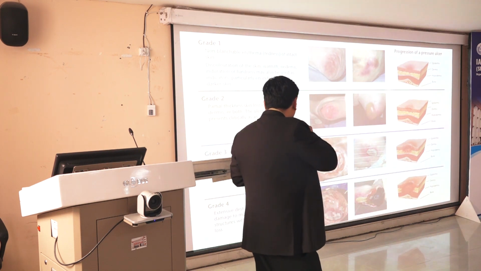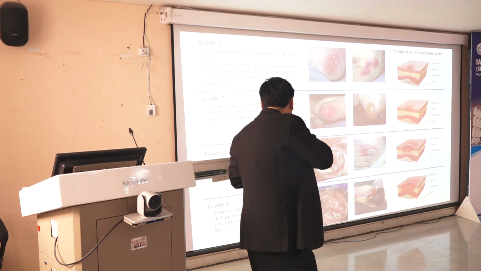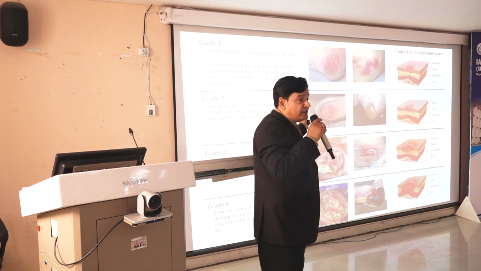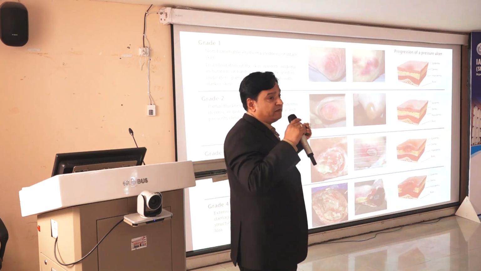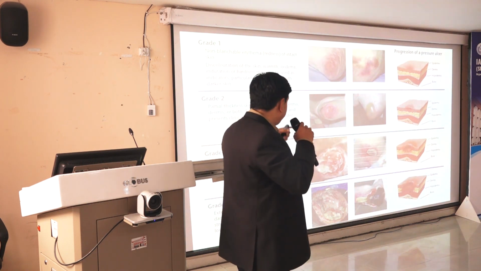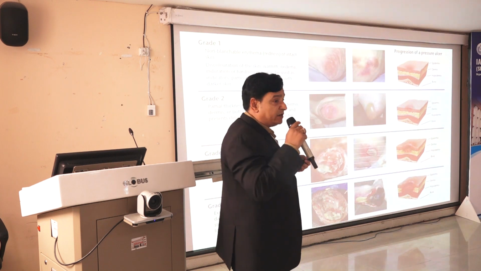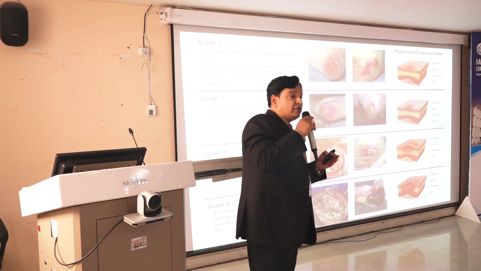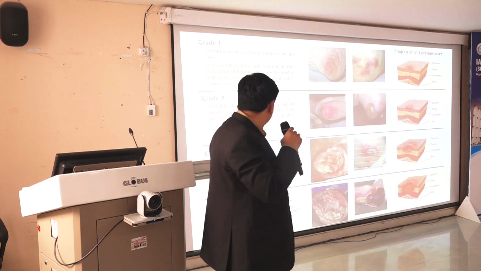Grade 2 is partial thickness skin loss involving the epidermis. The ulcer is superficial and presents clinically as an abrasion or blister. Here you find the eschar and the superficial covering of the tissue. Usually a blackened scar is there. After removing the eschar, or initial debridement, you will see this.